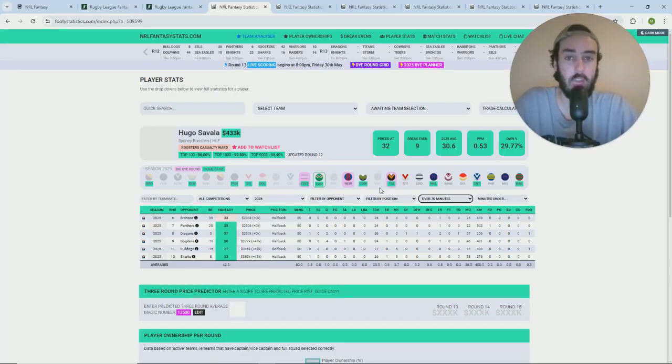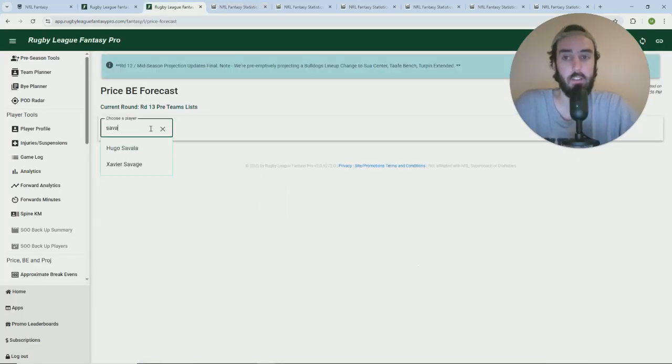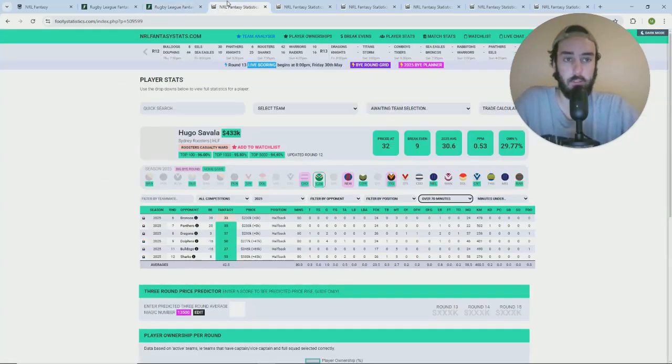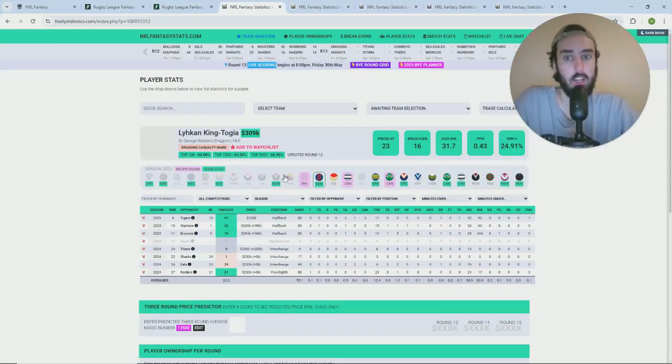So ideally, we'll keep him to round 18, but he is very hot or cold. He's just got a ton of money to make still, averaging 42. Like we've got close to 100K in him. So yeah, pretty comfortable hold. Probably the most comfortable hold out of all of these guys.